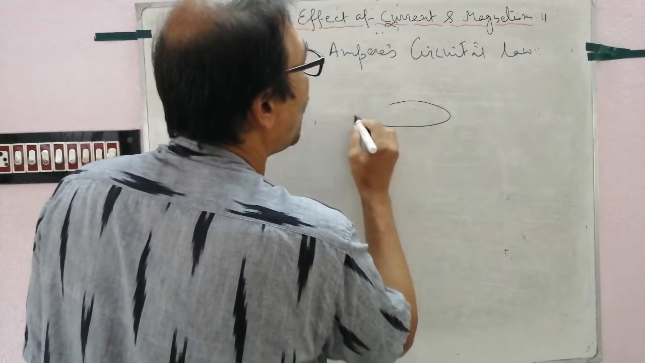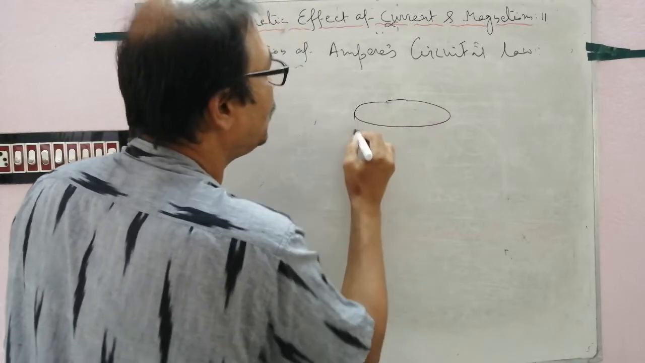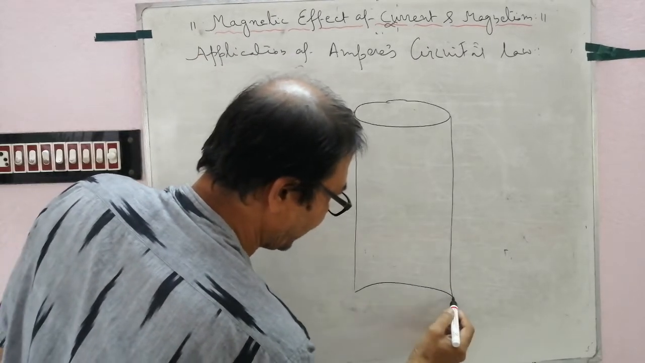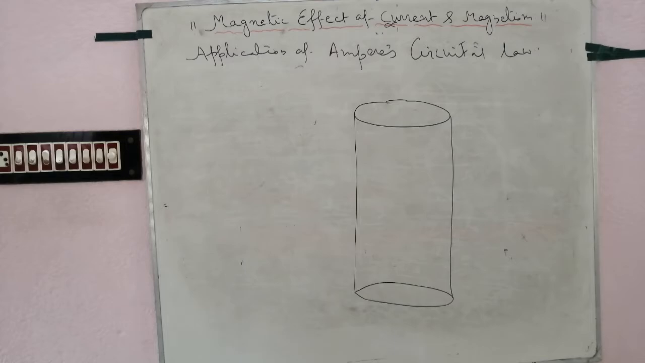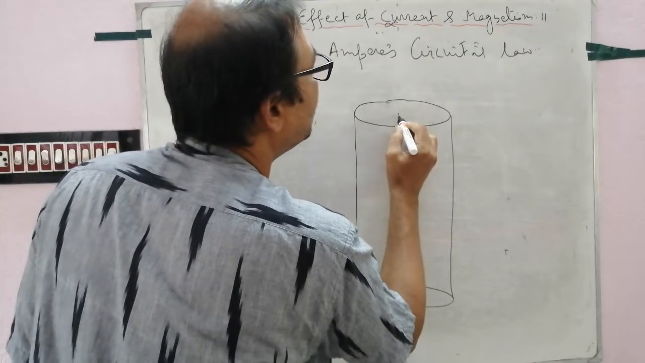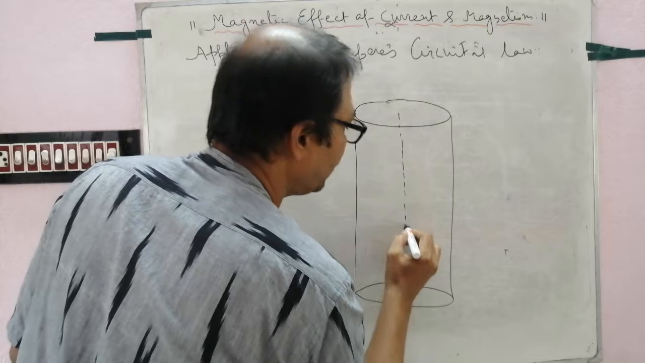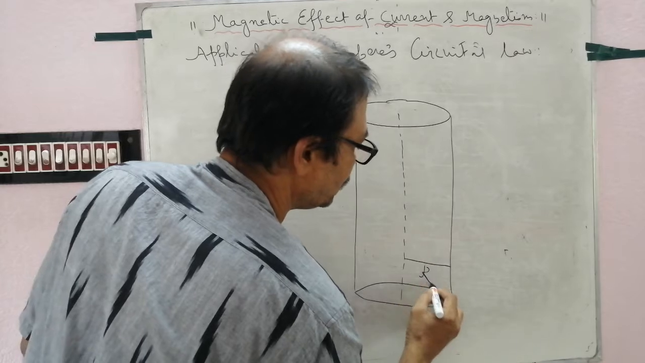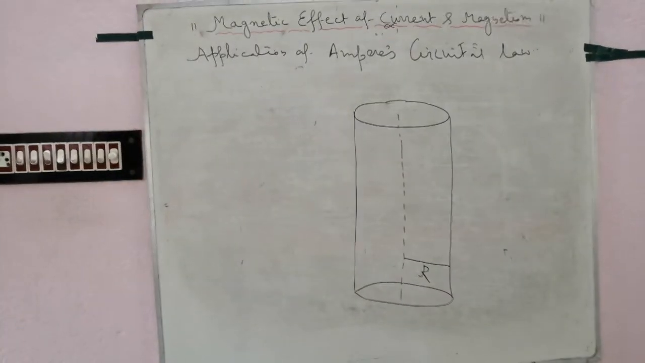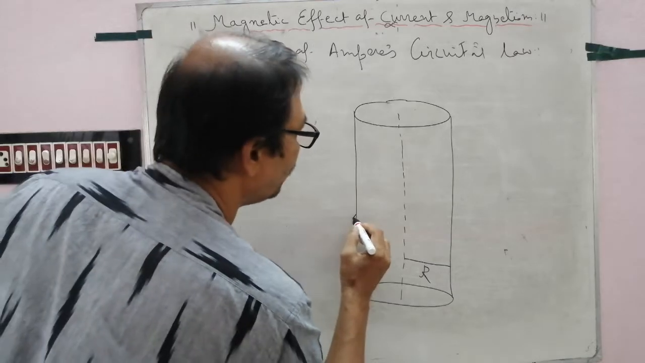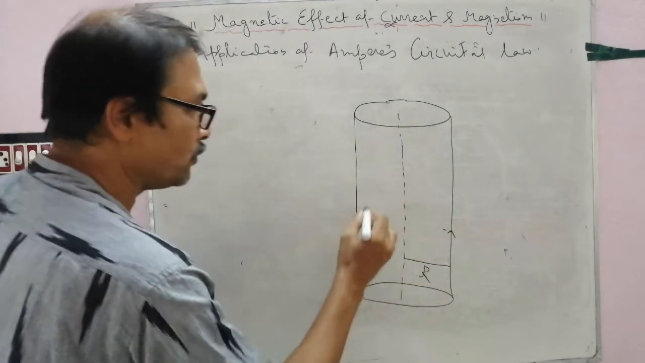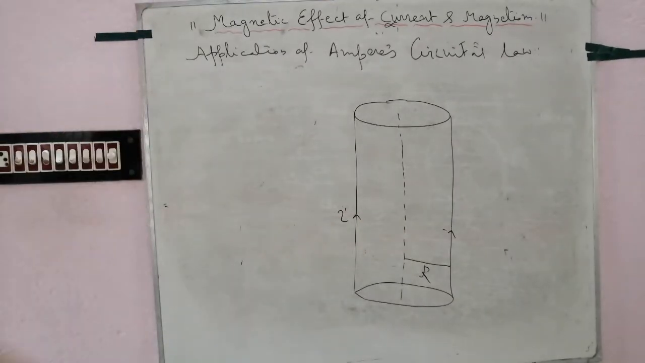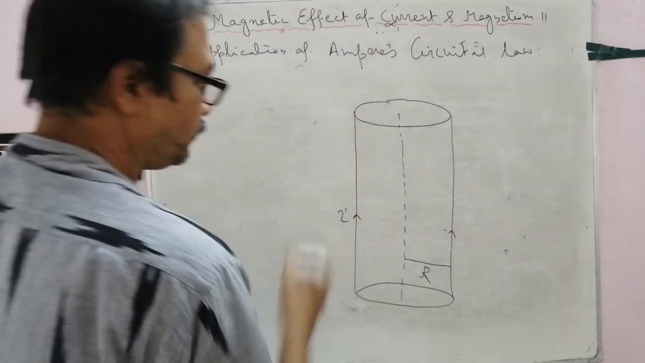This is a long cylindrical conductor, maybe a thick wire. The radius of the wire is R. This is a long cylindrical wire. The current flowing through this wire, with uniform cross section, is I. Total current flowing through the wire is I.